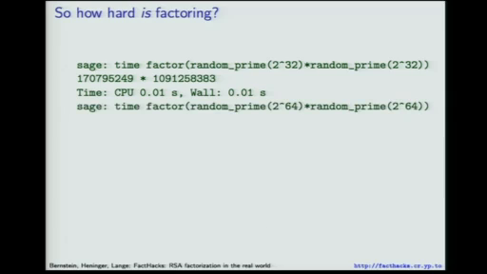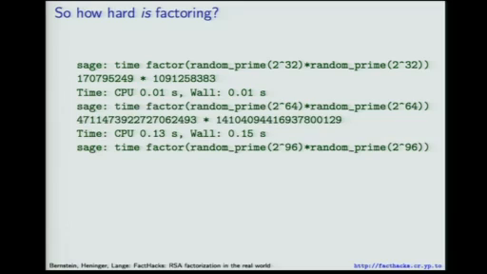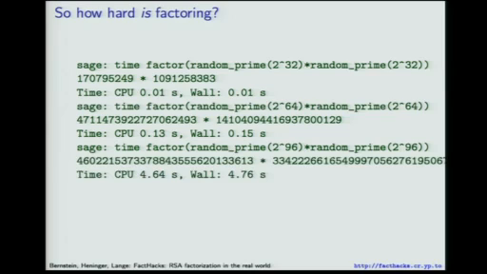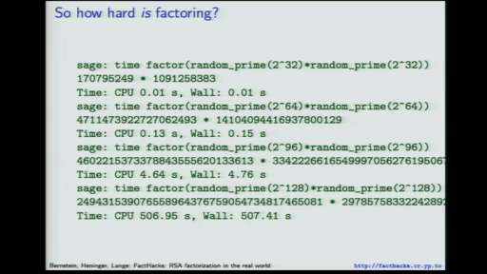How about 64-bit integers, two of them multiplied together? So this is a 128-bit RSA modulus. Any guesses? 1 minute. Nope, 0.1 seconds. How about two 96-bit integers multiplied together? A couple of minutes? 4 seconds. How about two 128-bit integers multiplied together? This is a 256-bit RSA modulus. No guesses? All right, 500 seconds.